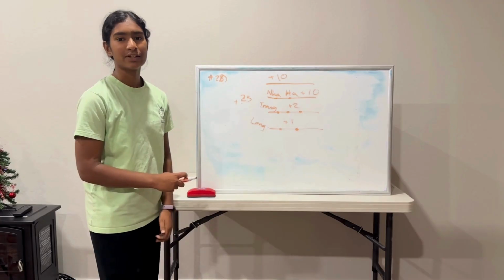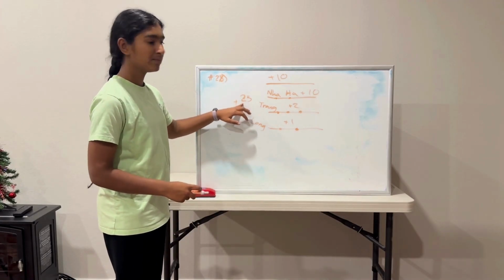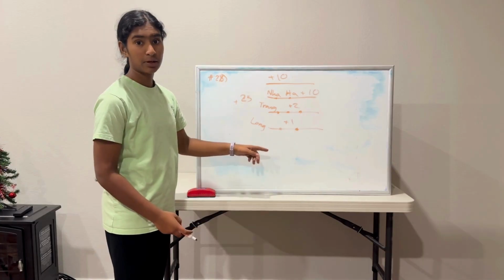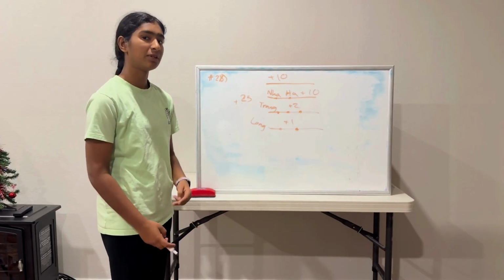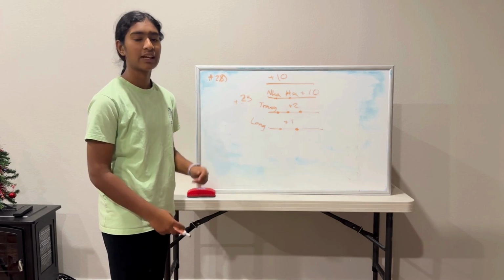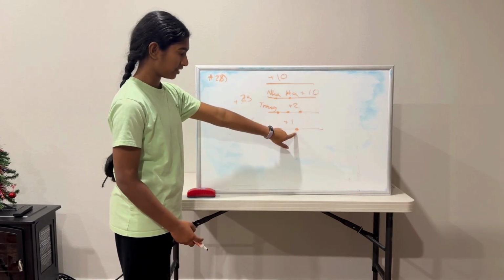So let's put that down on a picture. We know that Long has 25 birds above them, which means that Long is likely on the bottom wire. We also know that Trang has 2 birds below them, which means that Trang is likely on the second to last wire. So that means that Long has a bird next to them.